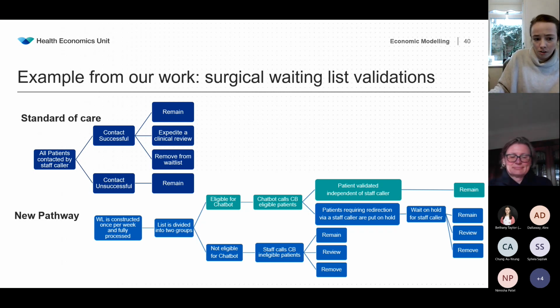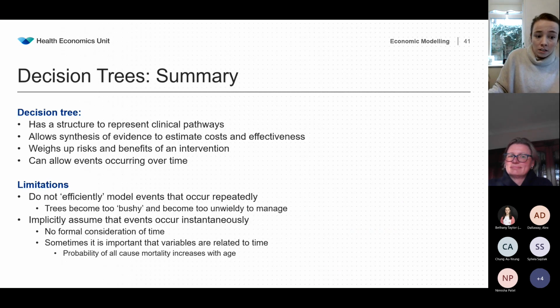And so this is how you could use decision trees to actually form the basis of an economic model. And then a lot of math on different sheets of Excel tabs were used to assign values to each of these different states. So basically, decision trees are a structured way to represent clinical pathways. But importantly, we're able to put a synthesis of evidence around costs and effectiveness and clinical outcomes against each of the points on a decision tree, and it helps us weigh up and evaluate the relative risks and benefits of interventions. And it can allow for events occurring over time.